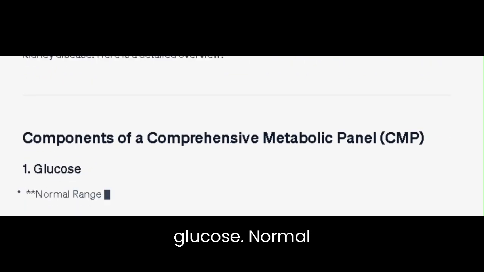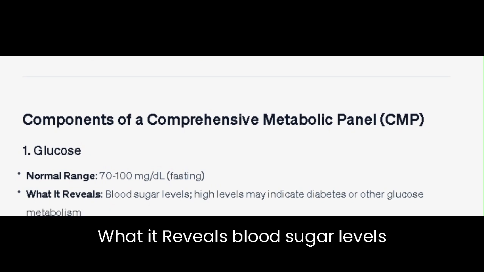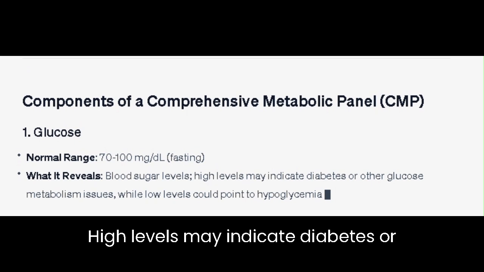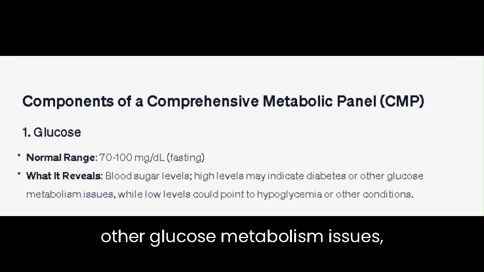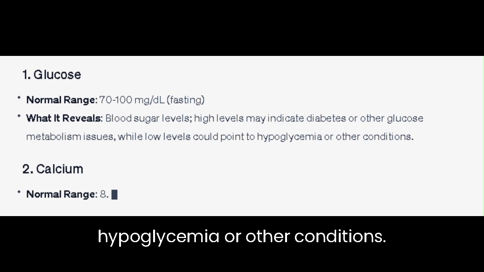1. Glucose. Normal range, 70 to 100 mg/dL, fasting. What it reveals: blood sugar levels. High levels may indicate diabetes or other glucose metabolism issues, while low levels could point to hypoglycemia or other conditions.